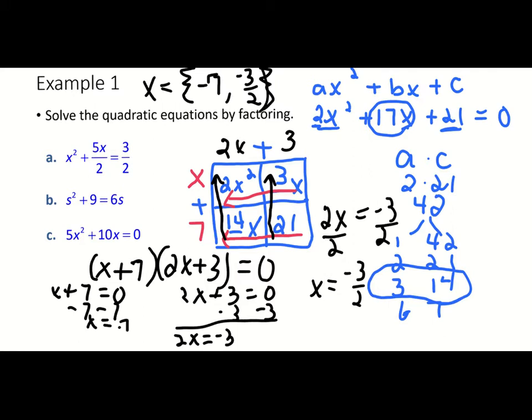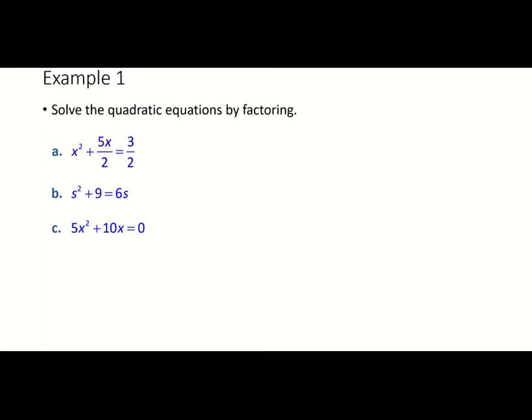All right, so now we're going to solve A in this problem, example 1. And the first thing you're probably looking at is we got fractions. We don't like fractions. And the other thing we have to worry about is our equation, in order to work with a quadratic equation, has to be equal to 0. And this equation is not equal to 0. So the very first thing you want to do is subtract 3/2 from both sides so we can make it equal to 0. So right now we have x squared plus 5x divided by 2 minus 3/2 equals 0.